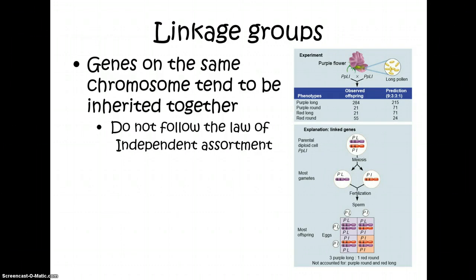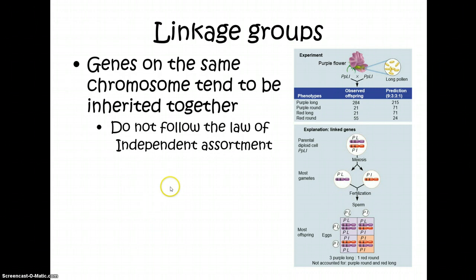Okay, so linkage groups. These are genes that are found on the same chromosome. Those genes that are found on the same chromosome are obviously going to be inherited together. Unless there's been some kind of crossing over, they're going to move together because they're on the same chromosome. Just kind of like if you're in the car with someone, you're going the same place they're going.